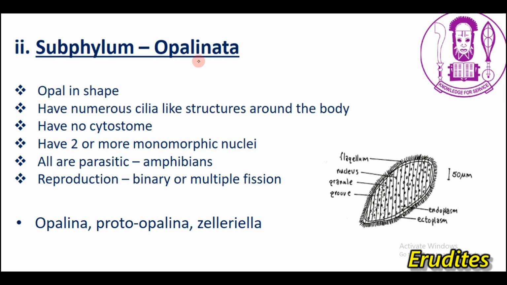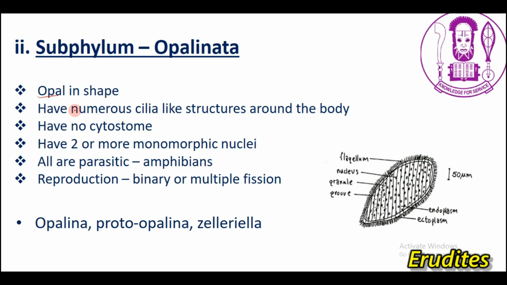So the subphylum Opalinata, they are opal in shape. The organisms here, the protozoa here, they are opal in shape. That means that they are egg-like in shape. They are in form of ovum. So this is an example of an Opalinata. You can see the shape. It is opal in shape. It's like an egg.